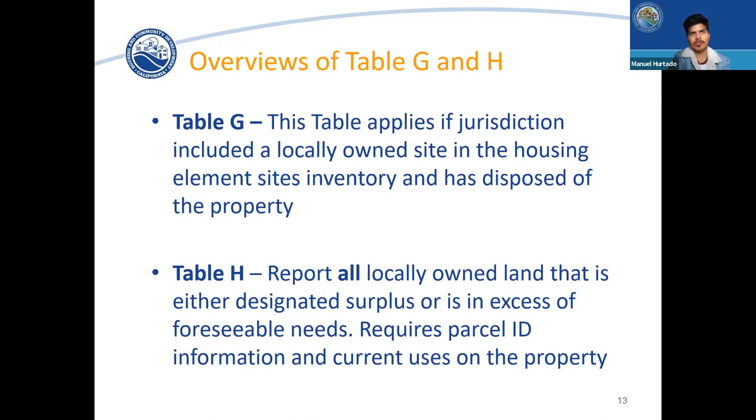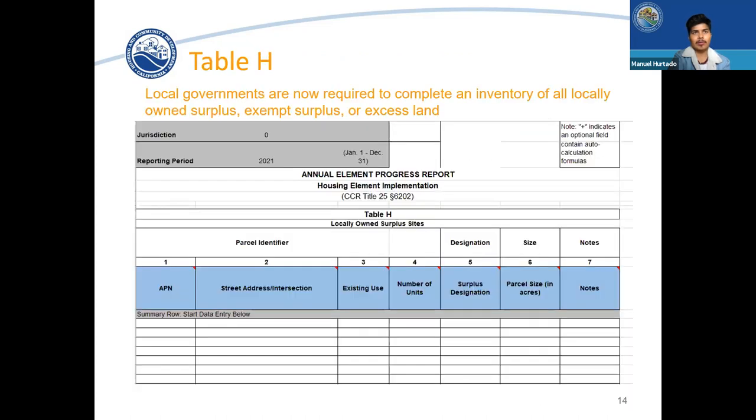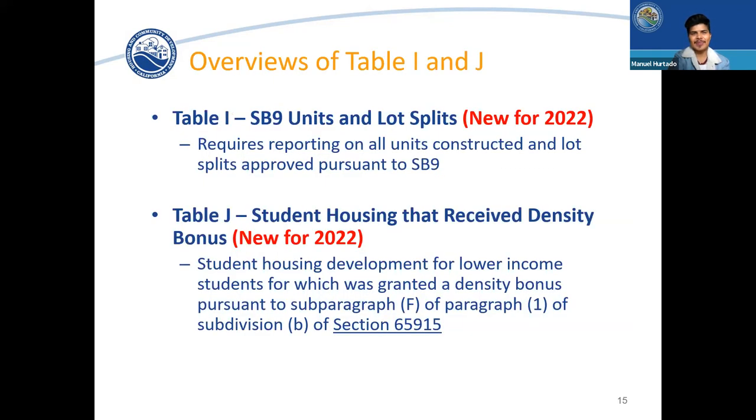Table H requires that local jurisdictions provide an inventory of all locally owned surplus, exempt surplus, or excess land. If your jurisdiction has these types of land, you're required to report the APN, address, and a few other fields. Table H was added just a few years ago due to changes enacted by AB 1255. This table requires that local jurisdictions provide an inventory of all locally owned surplus, exempt surplus, or excess land. If your jurisdiction does have these types of land, we require you to report the APN, address, and a few other fields. Next slide, please.